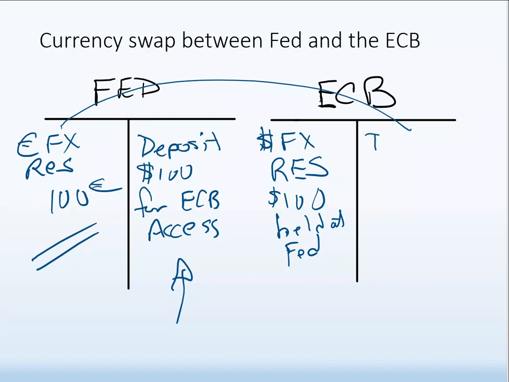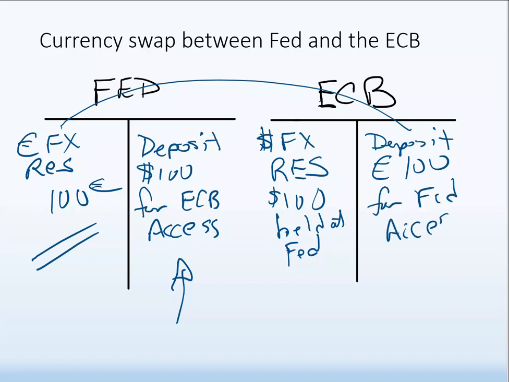And so this is going to be a deposit, and they're going to make the deposit in euros, symbol for euros, for Fed access. And so now the Fed is going to have access to euros, and the ECB has access to dollars. And when each one gets the foreign currency that it's requested, it can auction it off to the highest bidder. And so there you have it. The Fed's balance sheet grows by 100, and the ECB's balance sheet grows by $100 million.